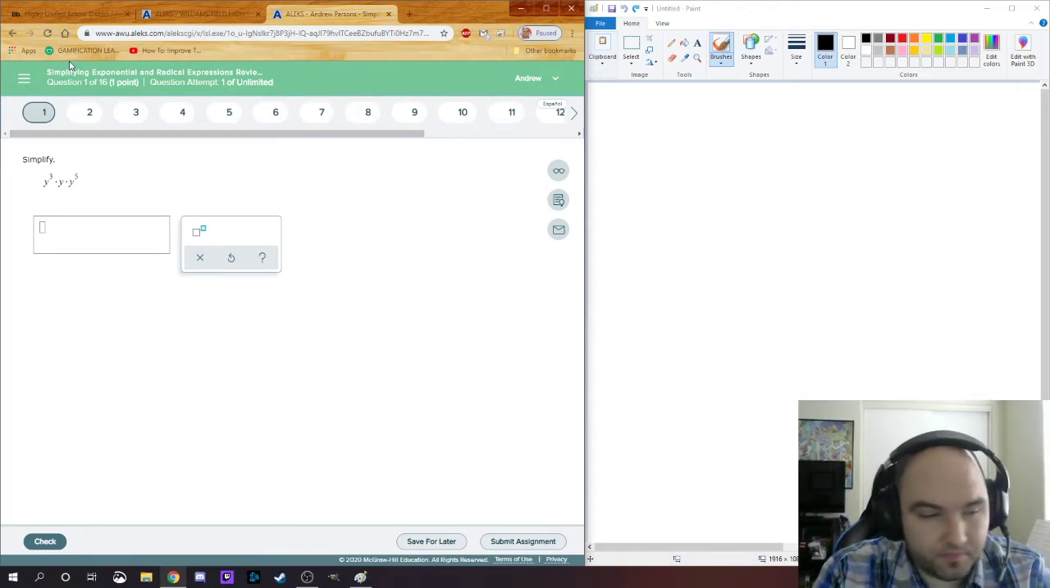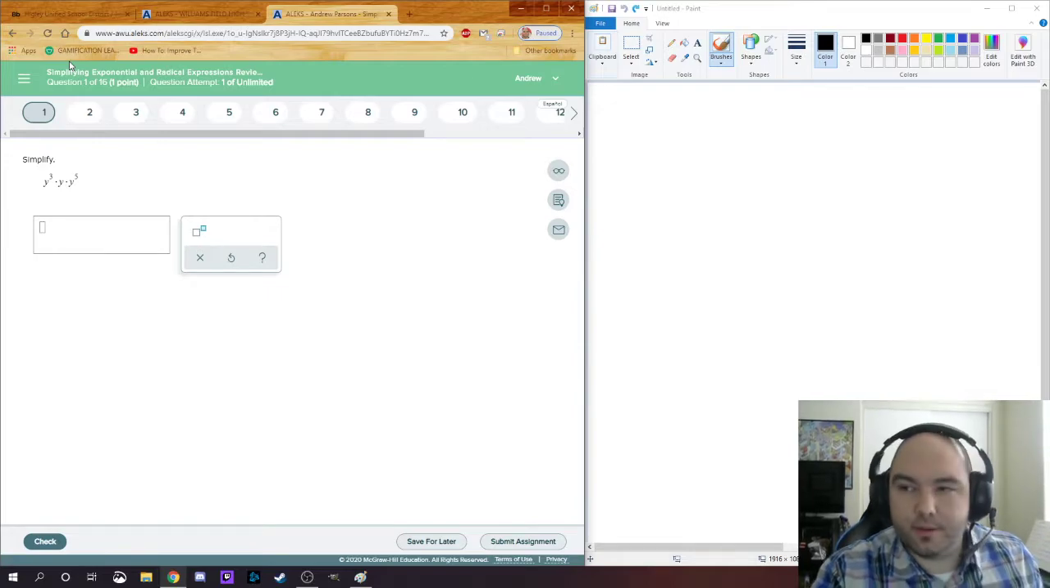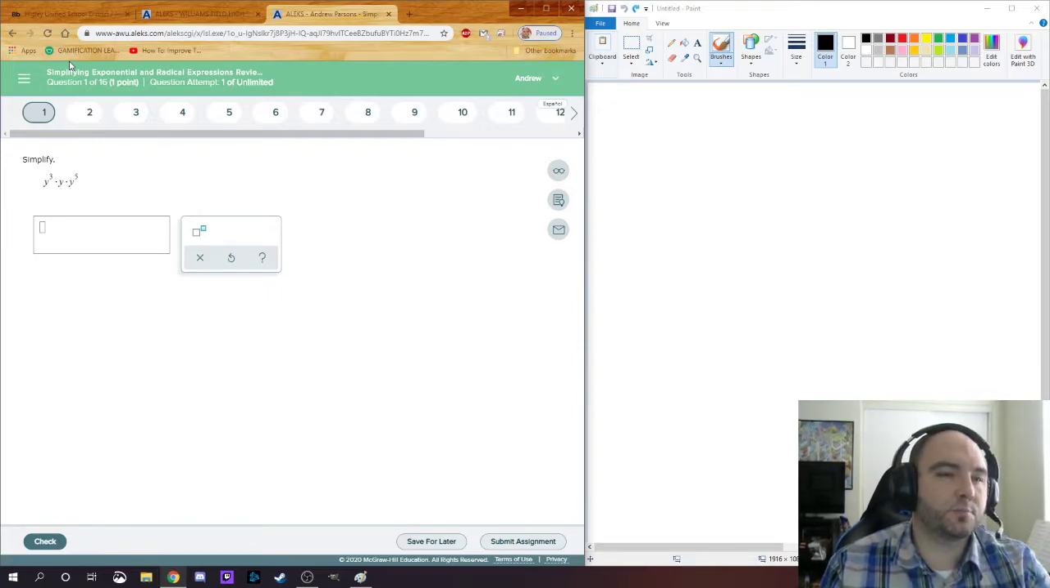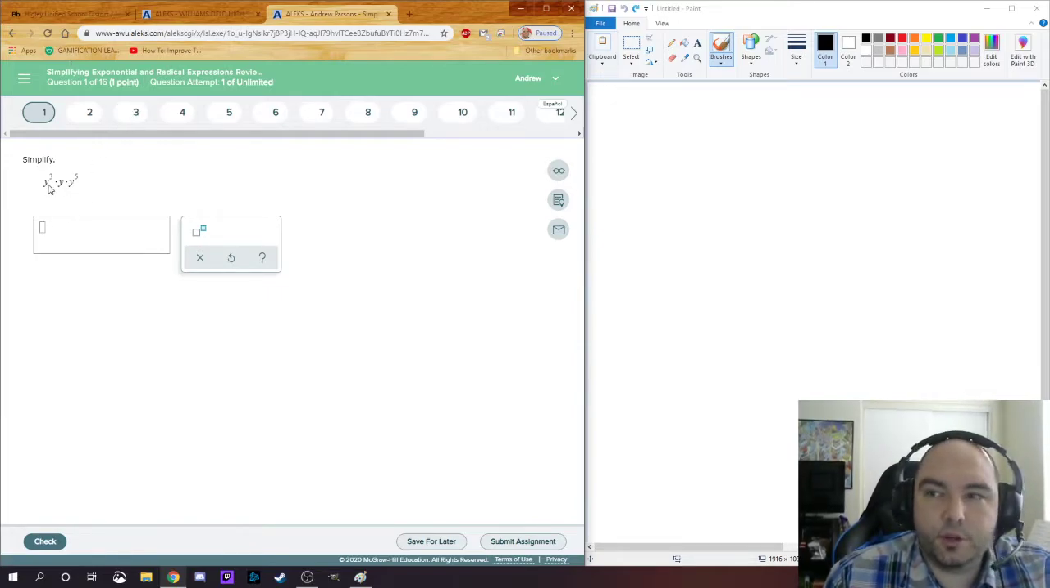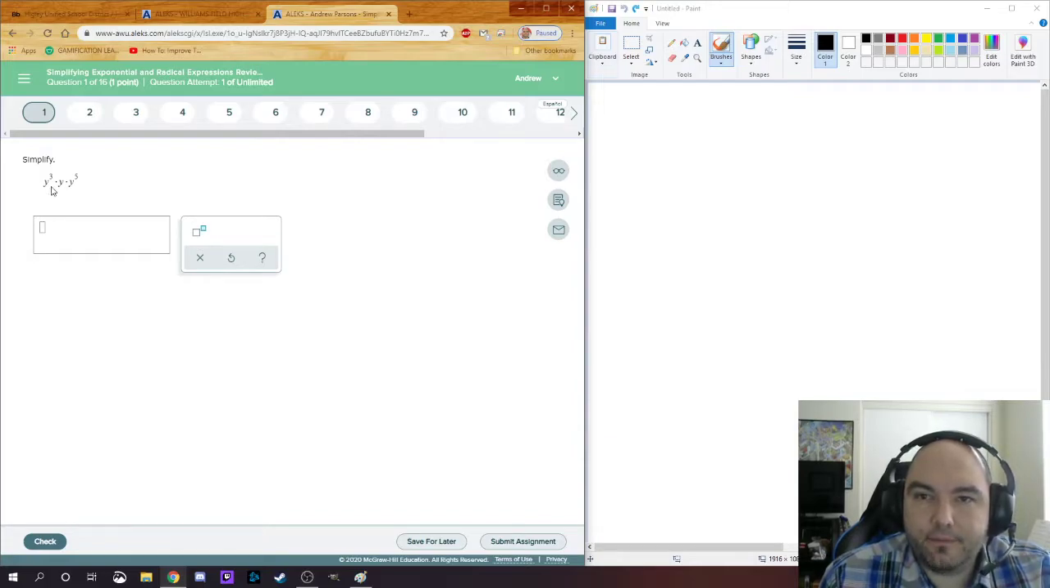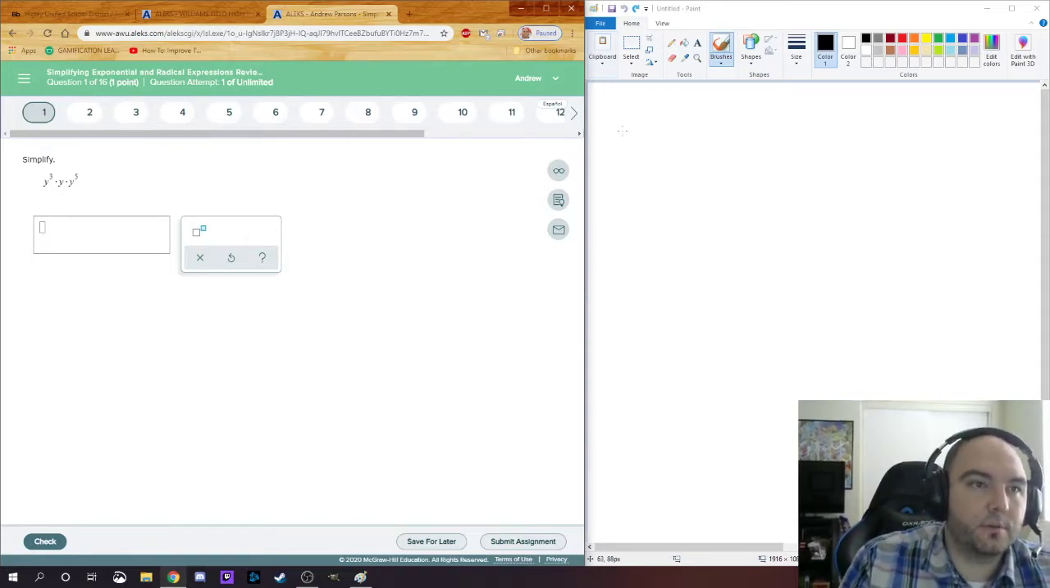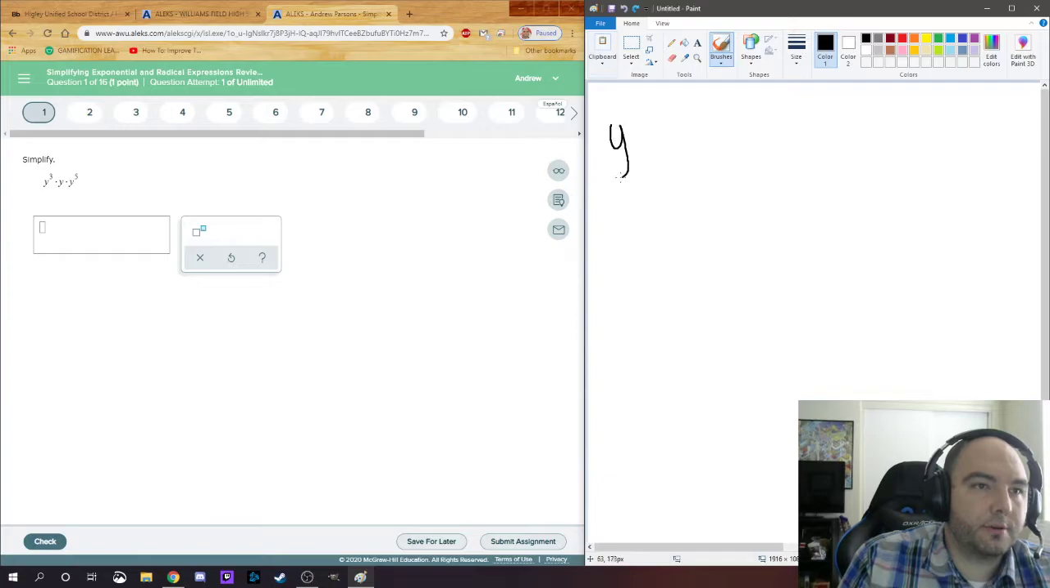But here we go. Okay, the first four problems all revolve around the first property we had learned about, that when you have variables multiplying together, you can simply add their exponents for a simplified expression. So let me just write her down real quick. Y to the 3, y to the 5th.